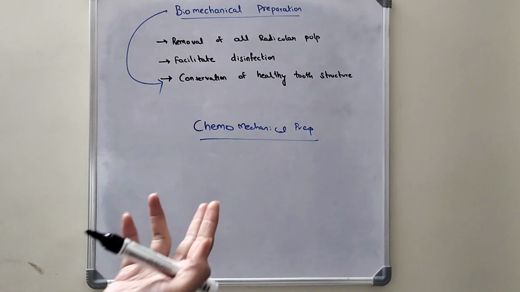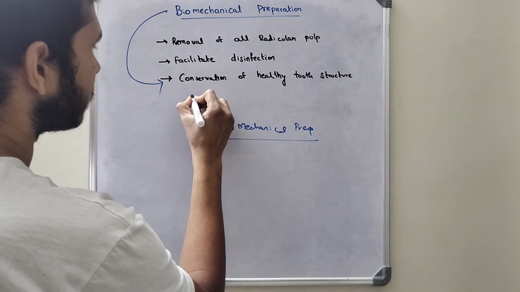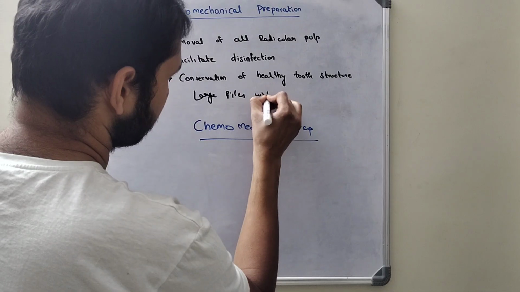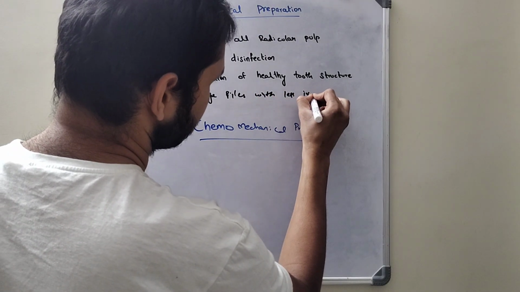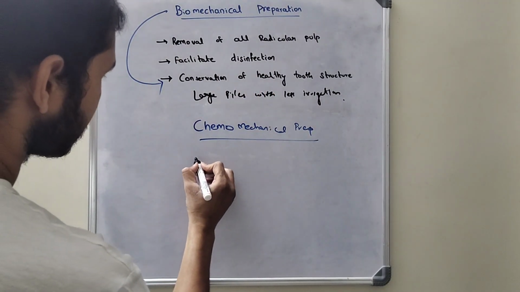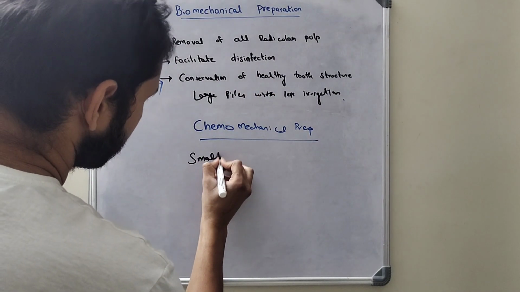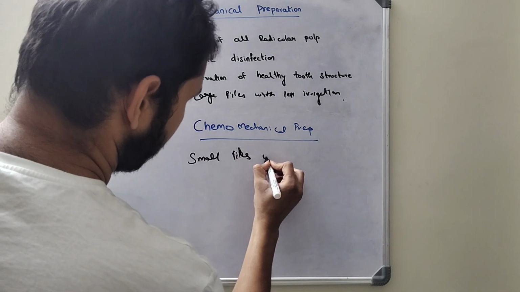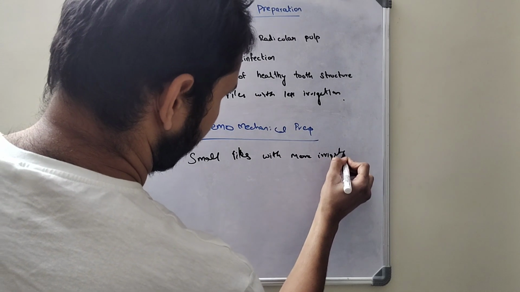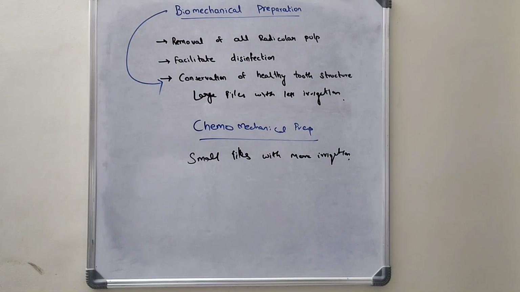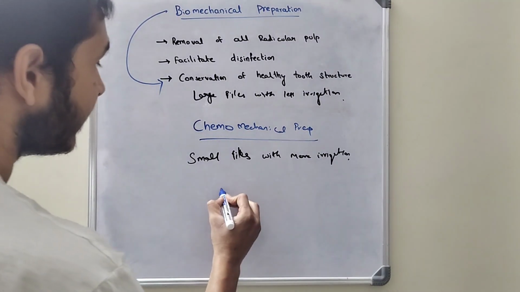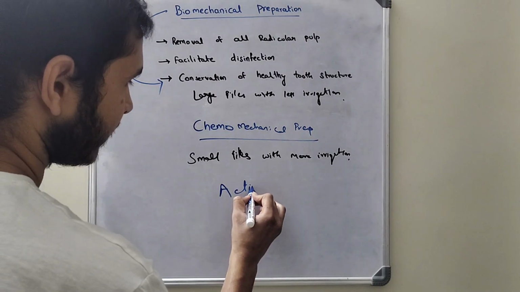So if you look at the basic difference between both of these concepts, biomechanical preparation uses large files with less irrigation, while the chemomechanical preparation uses small files with more irrigation. And the difference is not actually in the amount of irrigation but the irrigant activation. It's in the activation of irrigation.